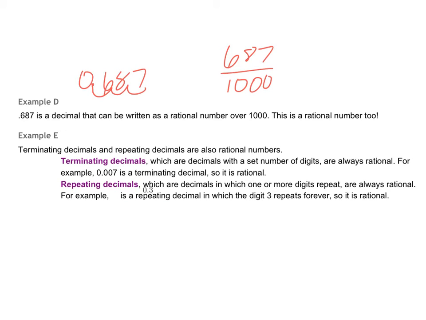So if I had a different example like 0.4672, I want to rewrite that as a rational number. You see I have to move it 4 spots. So I would take 4672, and I'd have it over 4 zeros with a 1 in front of it. Okay, so both of these are examples of rational numbers.